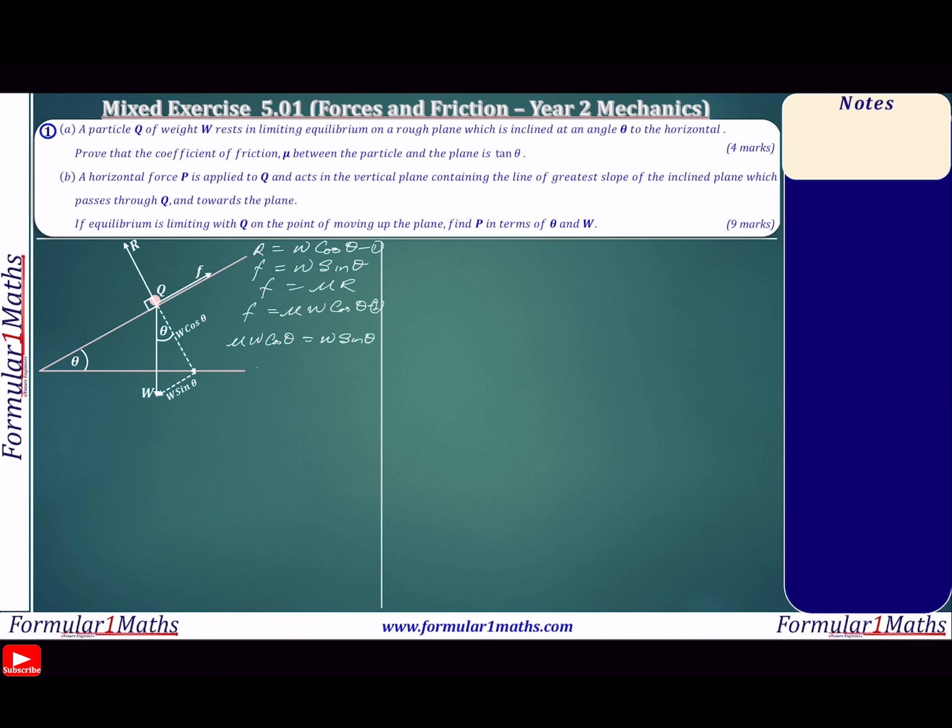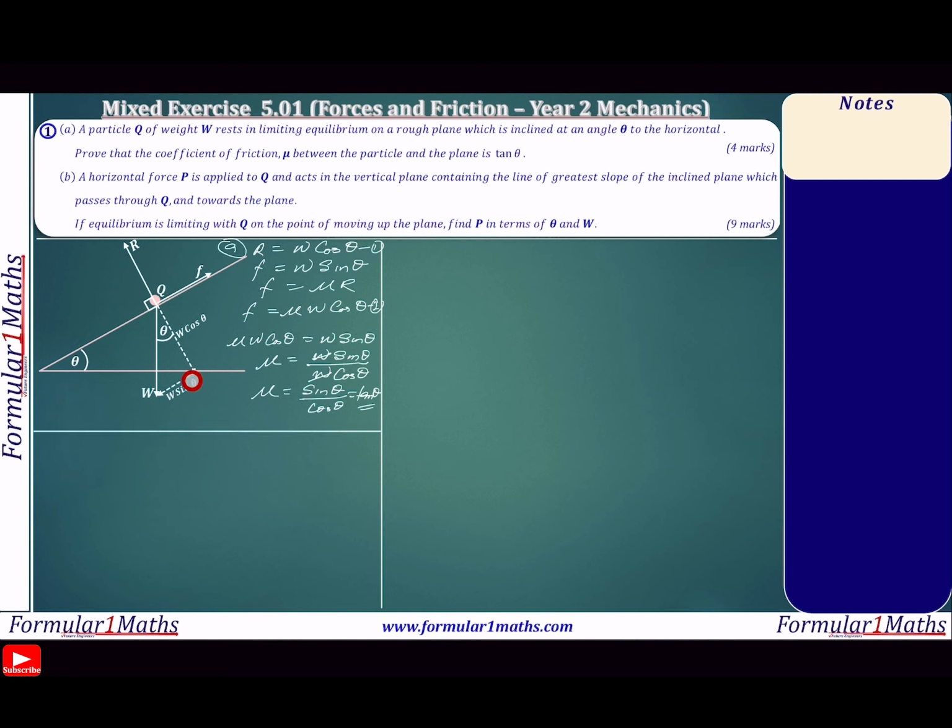If I rearrange and make mu the subject, I'm going to get mu is equal to W sin theta over W cos theta. So I can cancel W and W over here. And so mu now is equal to sin theta over cos theta, which is tan theta. And that is the proof required.